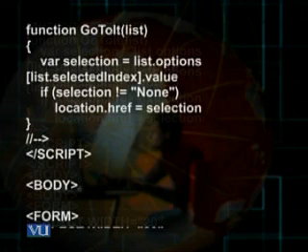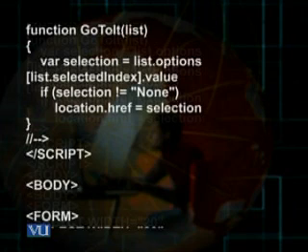List.selectedIndex is a property which refers to the option number which I have in fact selected. Eventually, list.options[list.selectedIndex].value would be translated into the value or name of the selected option. If my selected value is calculator.htm, then calculator.htm would be assigned as the value of the variable selection.